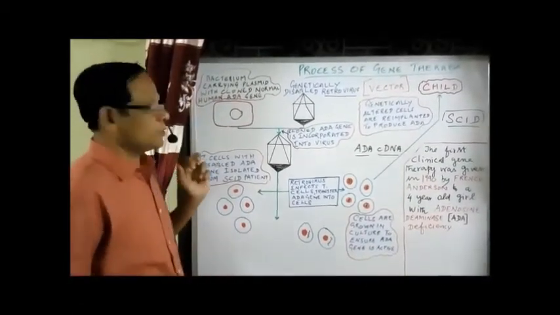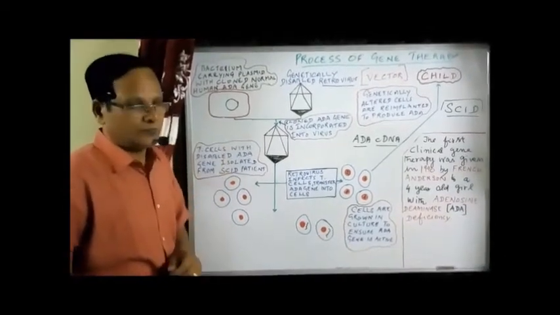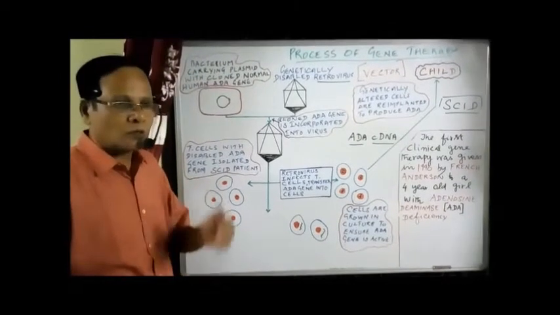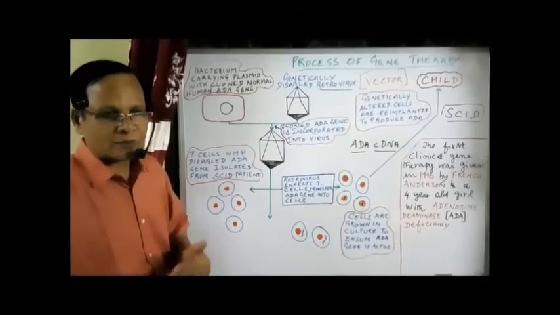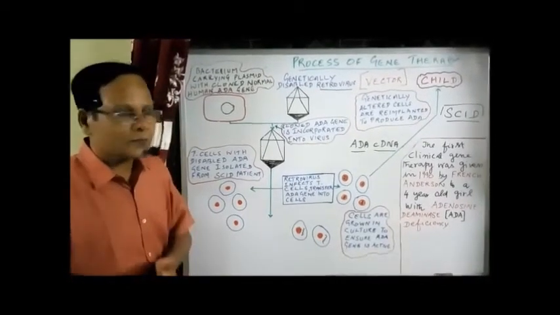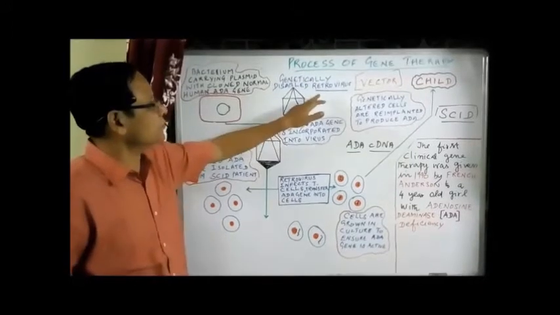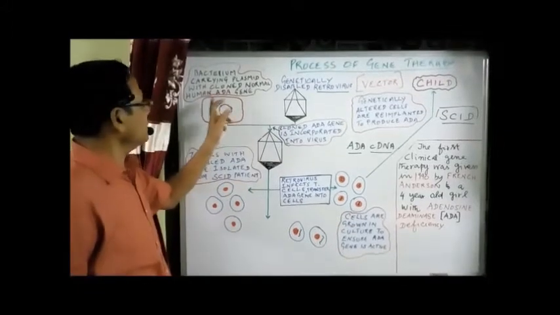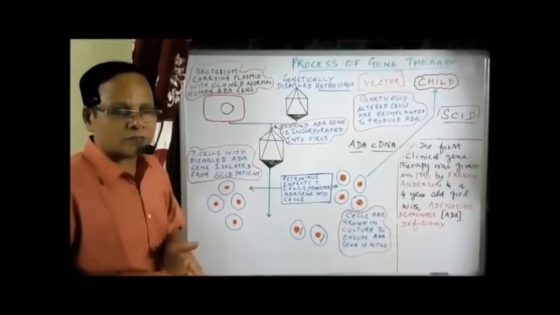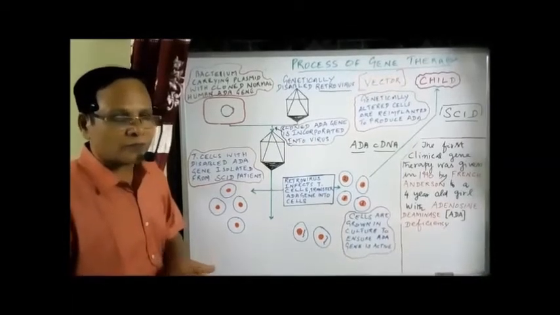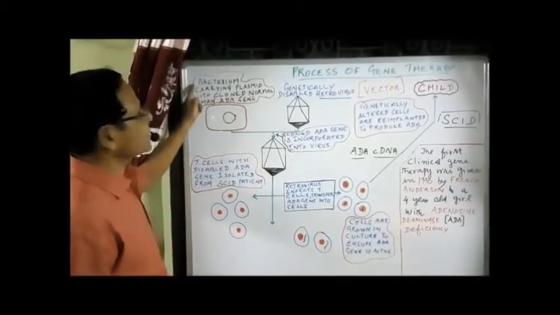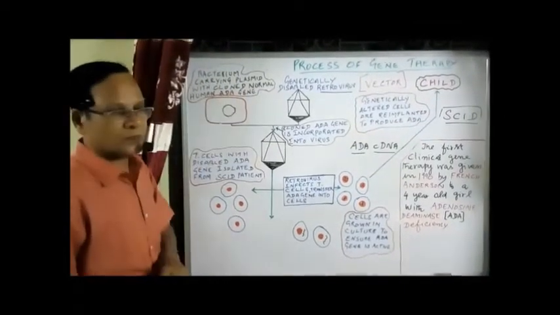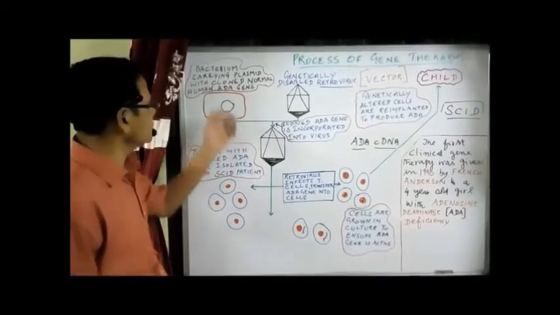Now we have to take the ADA gene. The ADA gene is to be cloned with the help of a bacterium. Cloning is performed with the help of a plasmid, and the transfer is effected by the retrovirus. So the virus is the vector for transfer, and the bacterial plasmid is used as a vector as well as a cloning vehicle for multiplication. Now this is the bacterium carrying a plasmid with the cloned normal human ADA gene. For production of many genes, we are using the bacterium.